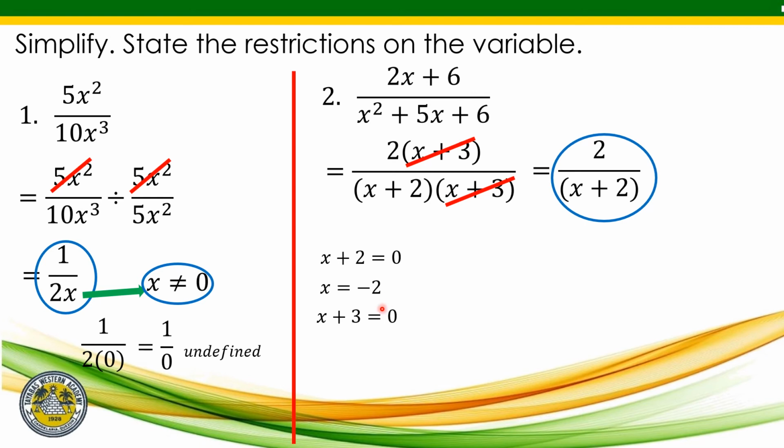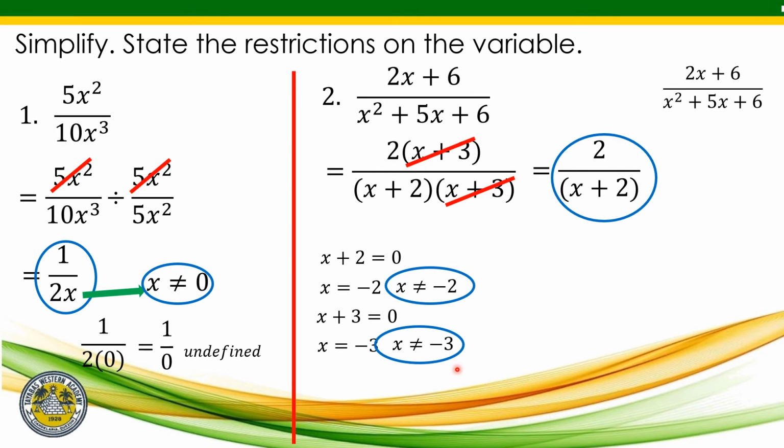Next, x plus 3 is equal to 0. So, ilipat natin yung positive 3 sa kabila. So, magiging negative 3. So, x should not be equal to negative 2. And x should not be equal to negative 3. Bakit? That's because kapag negative 2 or negative 3 ang value ng ating variable, magiging 0 ang ating denominator.